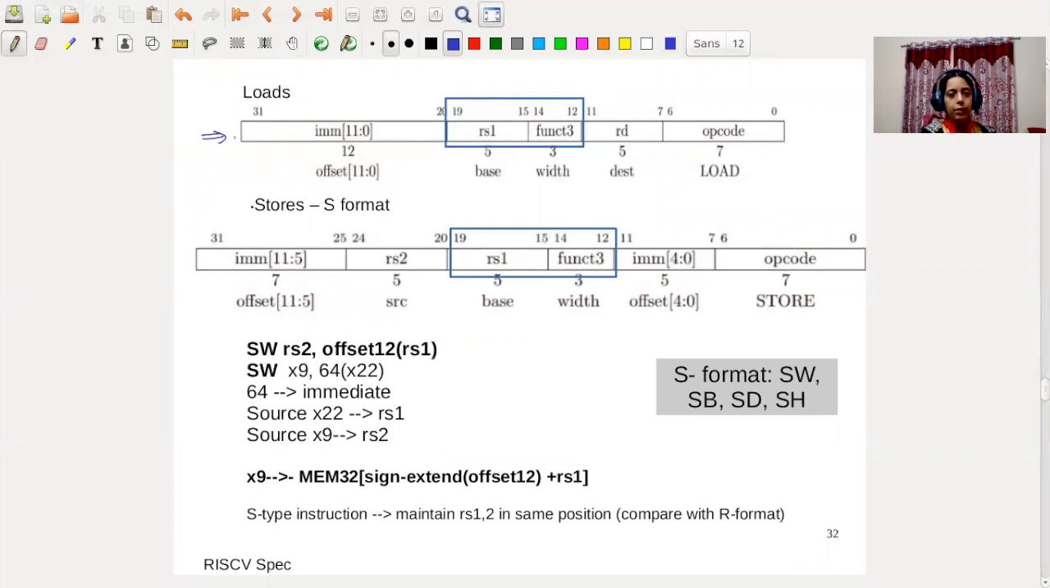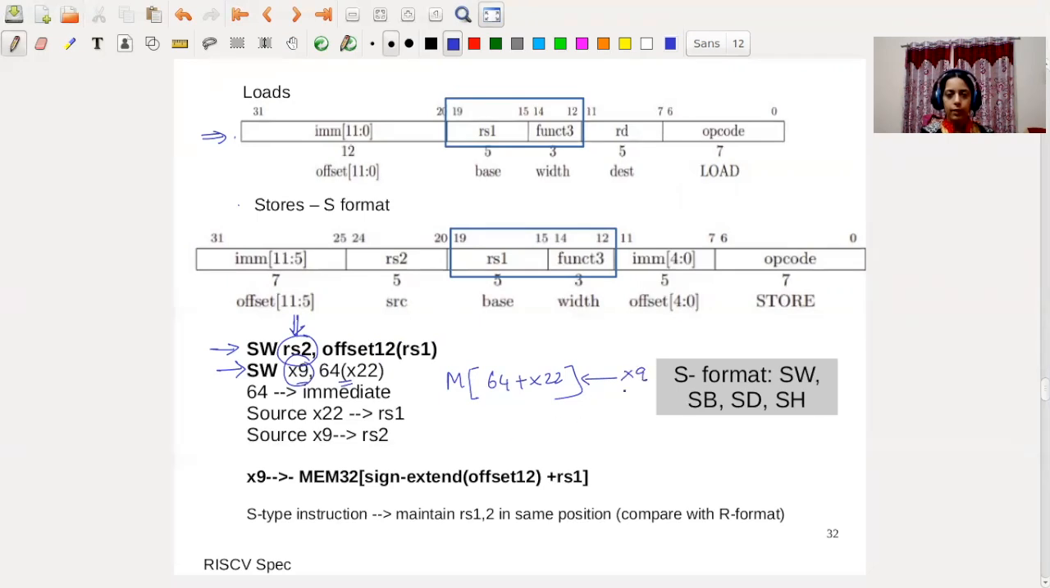There is also a store instruction, and the format for store instruction is quite different from that of the load. Now remember that in a store instruction, what we're going to do is the format is the same, but then we're going to be reading the content of a register, and that register is specified in RS2. So in this case, for example, if you consider this store X9 64(X22), you're going to read the content of X9 and store that in memory location of the sign extended 64 plus X22. So here, there is no destination register because the destination is memory.